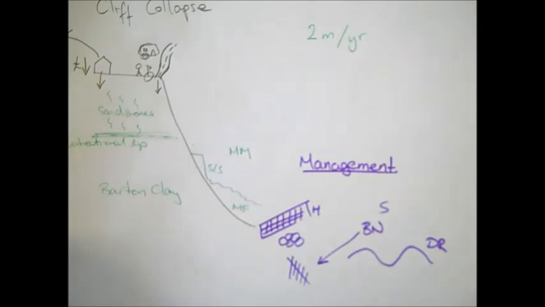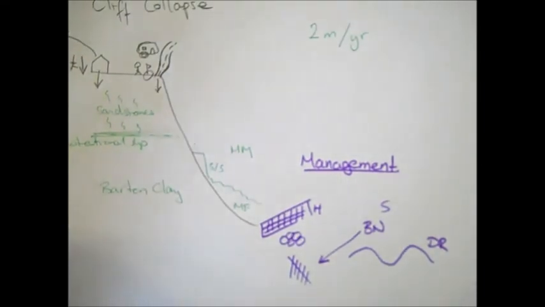It creates a new habitat, which again is very beneficial, quite rare in the UK, and dunes are very attractive and attract tourists. However, not a short-term solution. They take a long time to build up, and if you need immediate protection, probably not the thing you want to be doing. And then finally, you've got managed retreat.